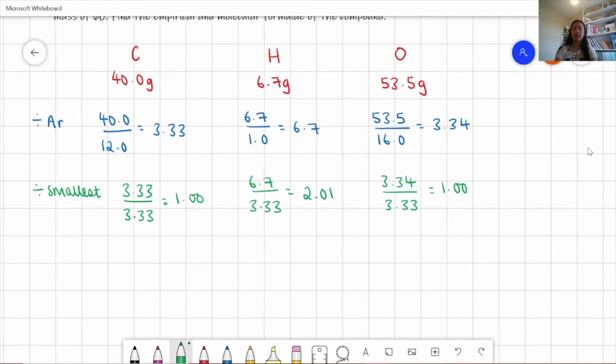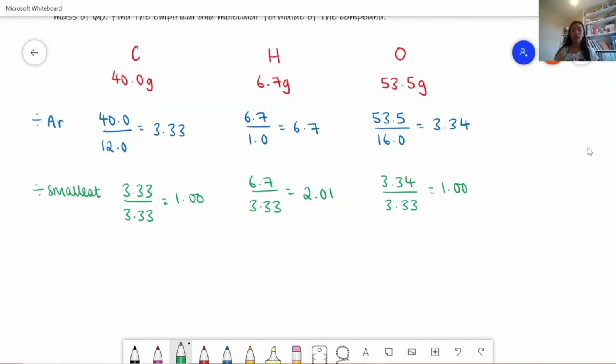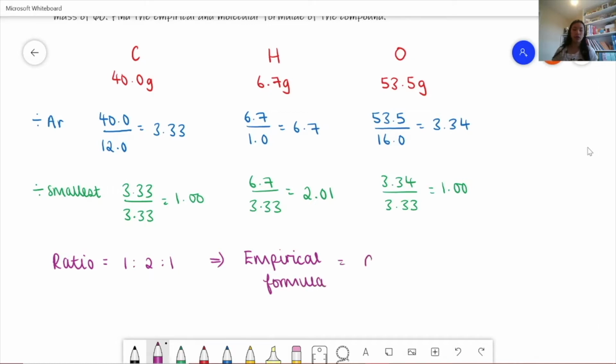And then the next step is to find the empirical formula. So first what we do is find the ratio. So the ratio we have is 1 to 2 to 1, because this 2.01 is very, very close to 2, and so that's what we take it as. And so we have that the empirical formula is equal to 1 carbon, and then we have 2 hydrogens, and then an oxygen. So this is our empirical formula.